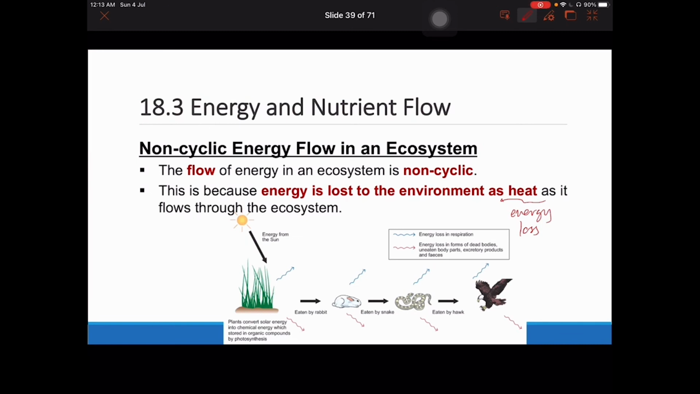For example, at the start, the producer will have a lot of energy from the sun. Once it's eaten by the rabbit, as the rabbit moves around, it will use up the energy. Or as the rabbit grows, it also uses up the energy. Or when the rabbit releases heat, it also releases energy. Now when this rabbit is eaten by the snake, the snake no longer gets the full set of energy anymore. Later on, you'll learn how to calculate this. But in this case, the snake will not get the full energy. And the snake, as it moves around and hunts for food, also uses up energy by itself. Then when the hawk eats the snake, it will no longer have as much energy as previously. This is why energy is lost in the entire food chain, and that's why it's non-cyclical in nature.